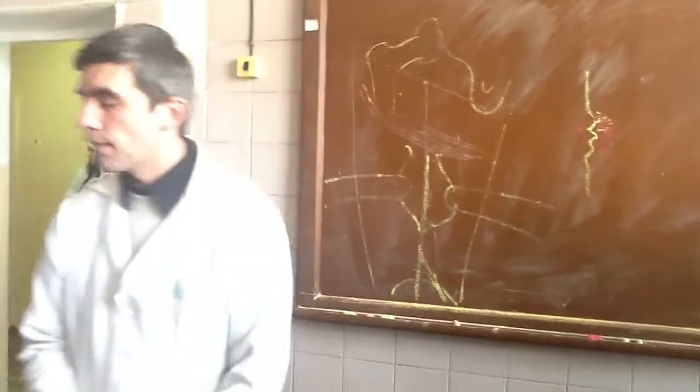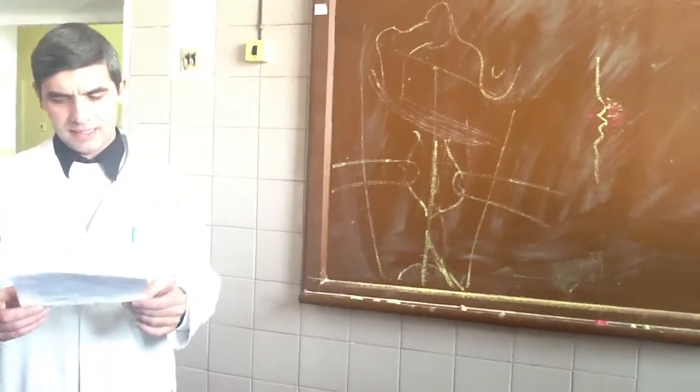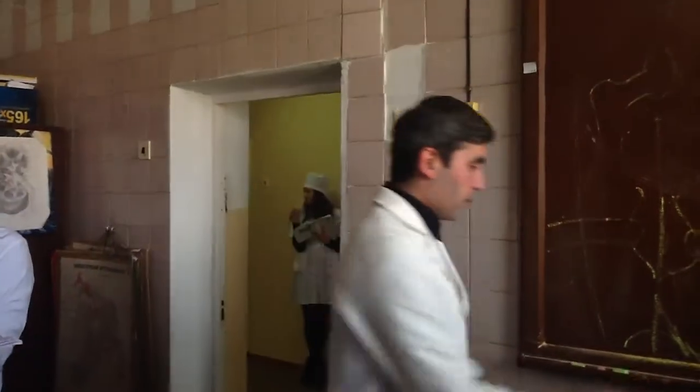Next, the radial nerve on the arm. The radial nerve on the arm is situated in which compartment? There are two compartments on the arm, anterior and posterior. Posterior compartment.